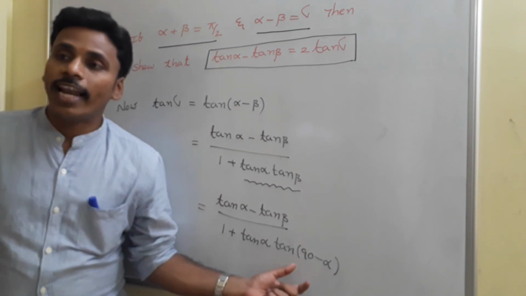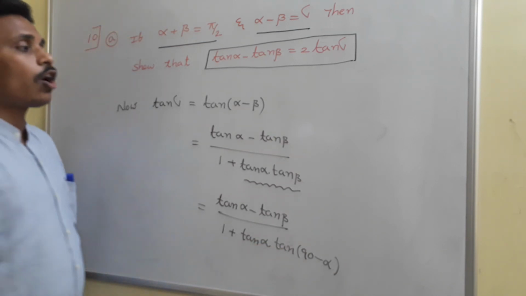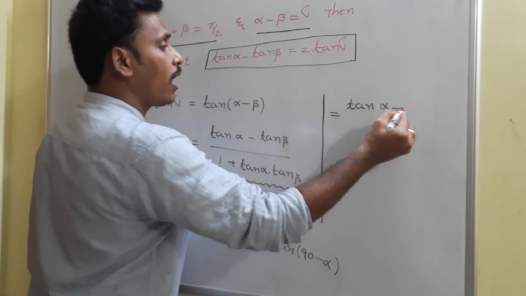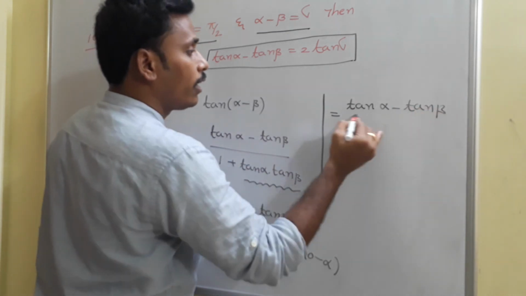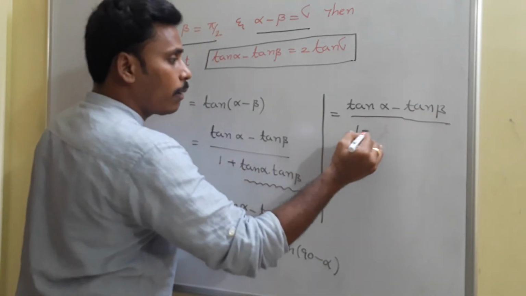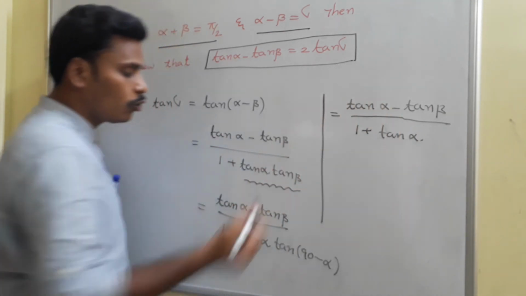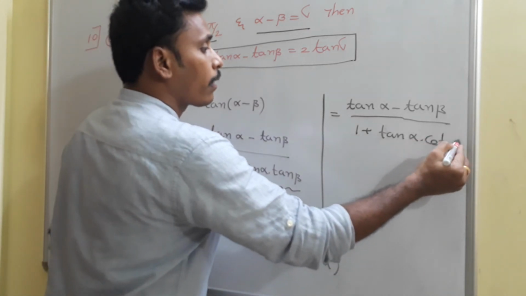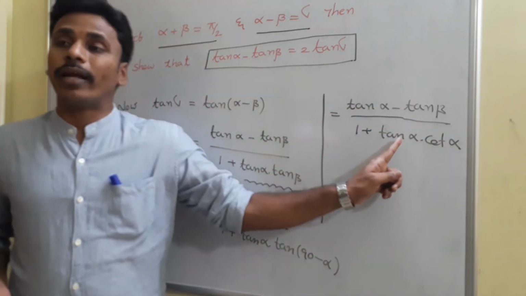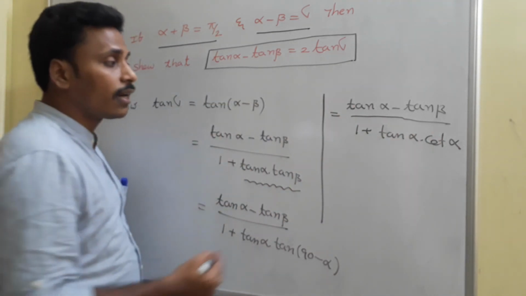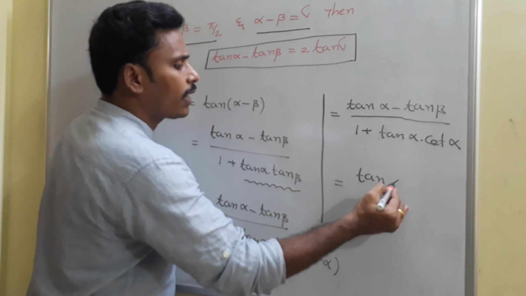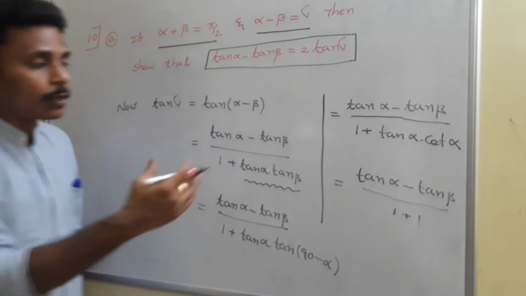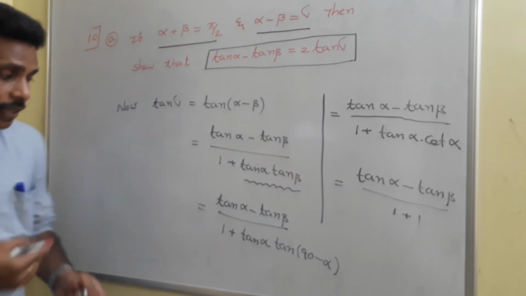And now this tan of 90 minus alpha is nothing but what? Cot alpha. So this is equals to, the numerator is what? Tan alpha minus tan beta divided by the denominator, 1 plus tan alpha into this tan of 90 minus alpha. See, basic thing, right? It is cot alpha. And now again, what do you say about this product tan alpha into cot alpha? That is clearly 1, right? So this is equals to tan alpha minus tan beta divided by 1 plus 1. And that 1 plus 1 is nothing but how much? 2. Send that to this side.